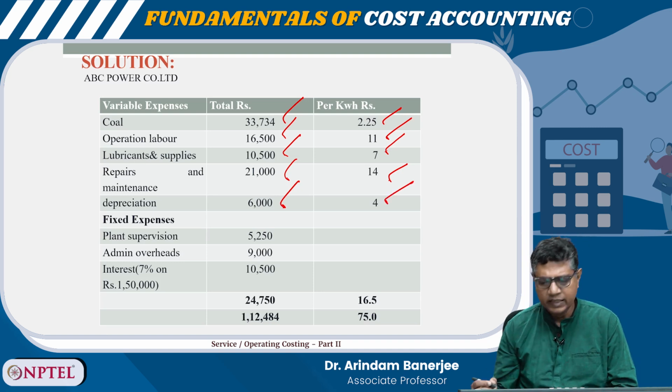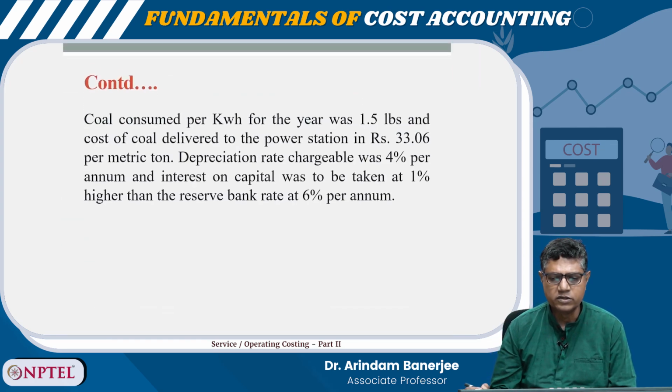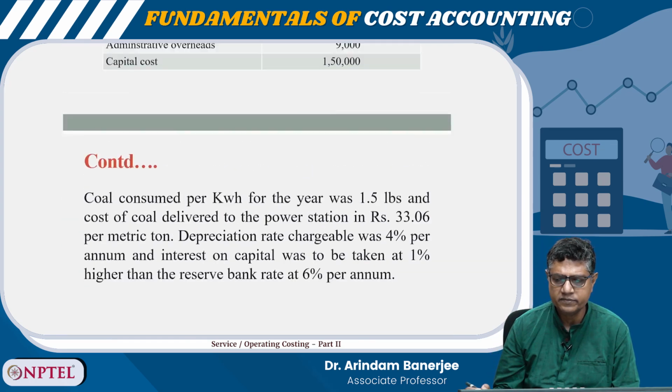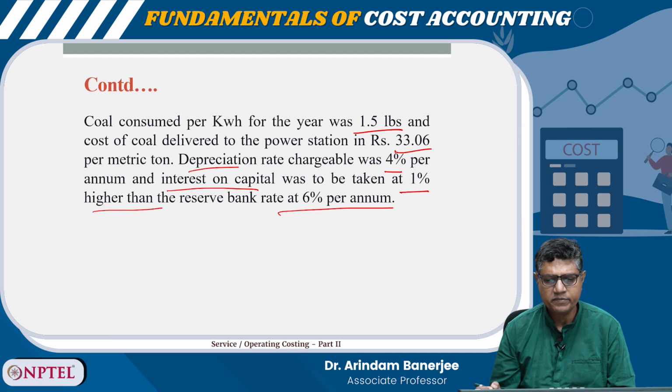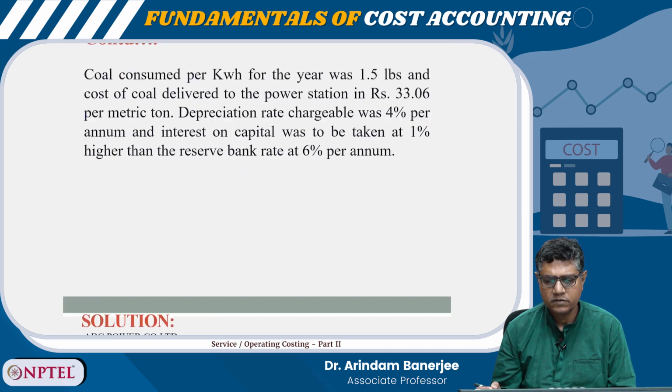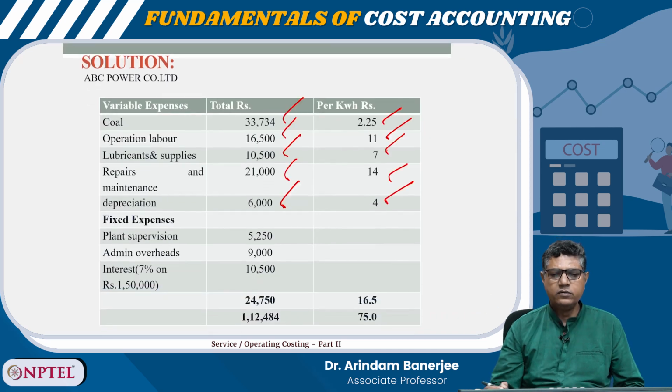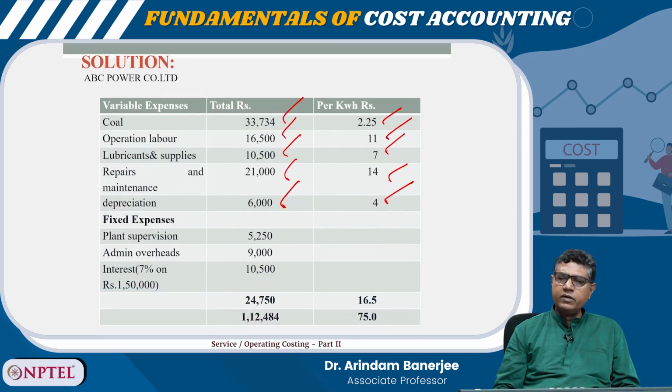Okay. So, these are the variable costs. You see the data is given here, right. So you see total units generated is given here, right, and the total costs are given here. Fine. Now, these were the variable costs.